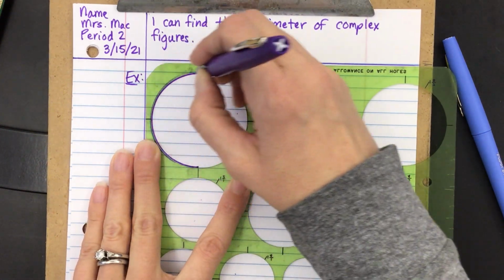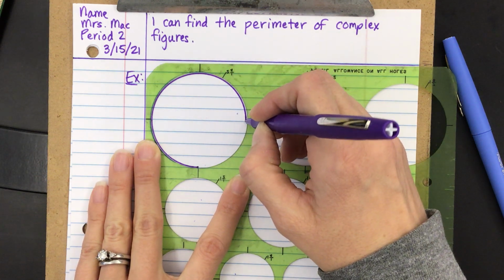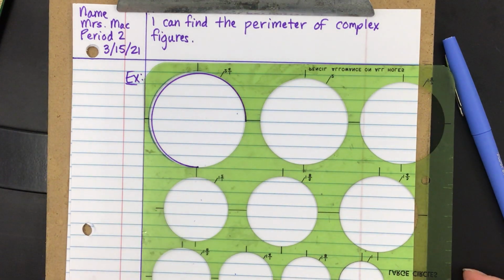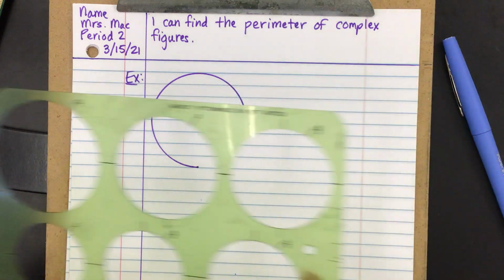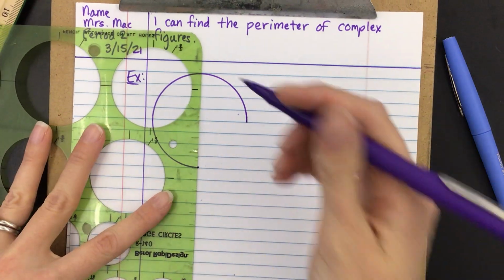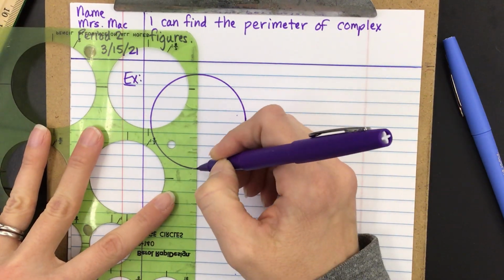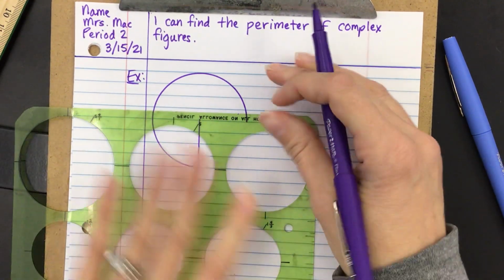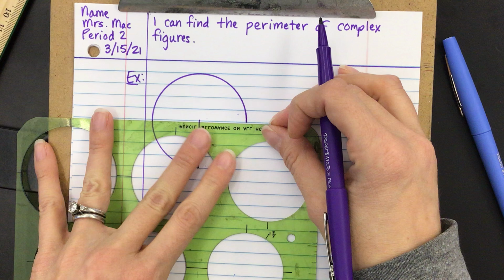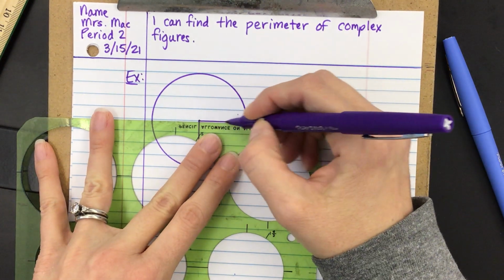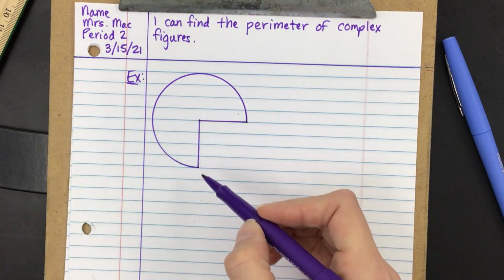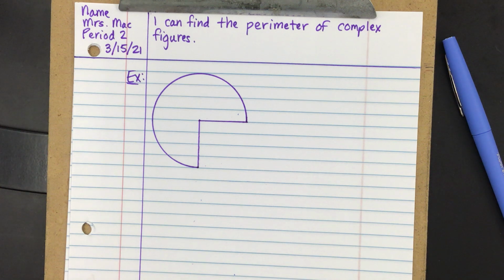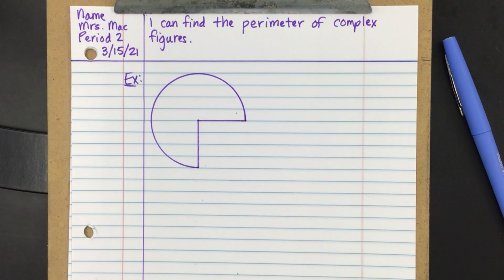My apologies ahead of time. I know your circles aren't going to look as good as mine. Just freehand them the best you can, you guys. You can draw a full circle and then just erase that portion if you want. Kind of looks like a sideways Pac-Man, okay?